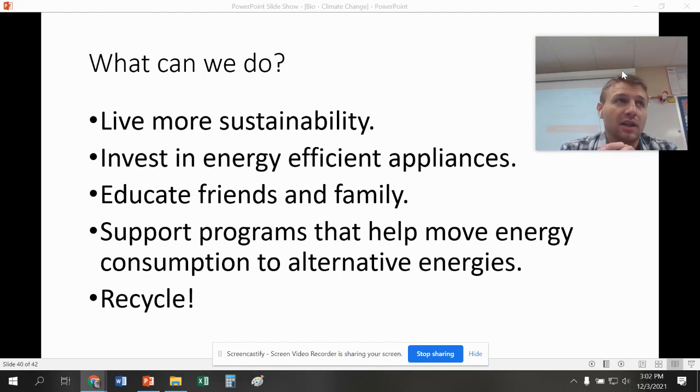We're not asking people to never eat meat again, or saying we're going to outlaw all these cars. No, what we're saying is just try to make decisions that are more sustainable for the environment. Educate your friends and family. Make sure they know what's going on and how to help the environment. Support programs and initiatives that help the transfer of energy consumption from fossil fuels to alternative energies, and also recycle. There's a lot that each person can do, but we also need governments and large corporations. We need everyone in general to help combat this climate change.